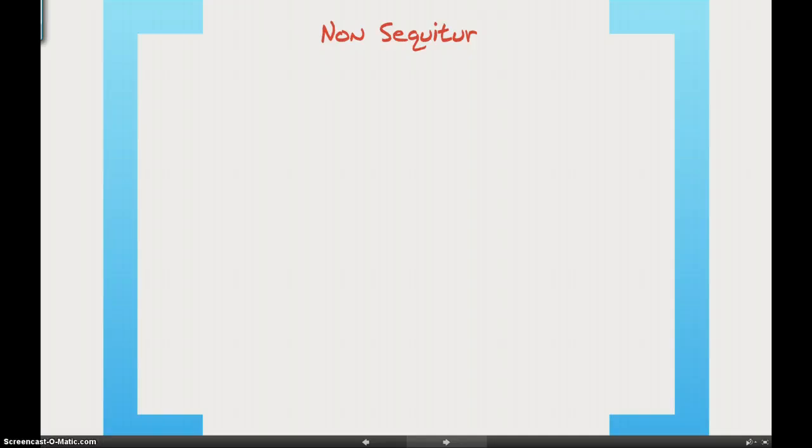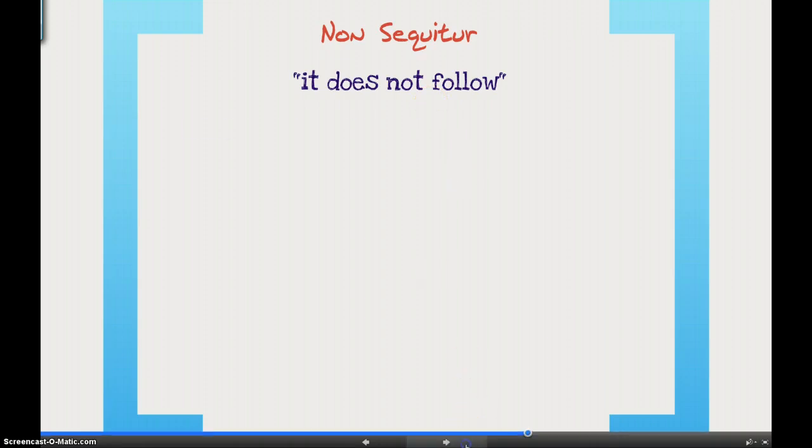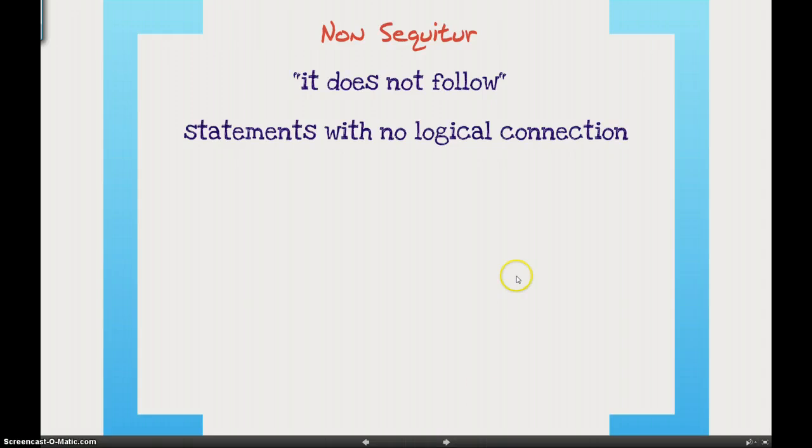Next is non-sequitur. This one's kind of my favorite because it's kind of random. Non-sequitur means it does not follow in Latin. And basically this means that there is no logical connection between ideas. Someone will say a statement and then make another statement that has no connection.